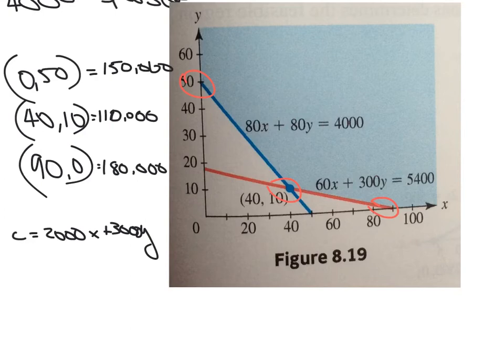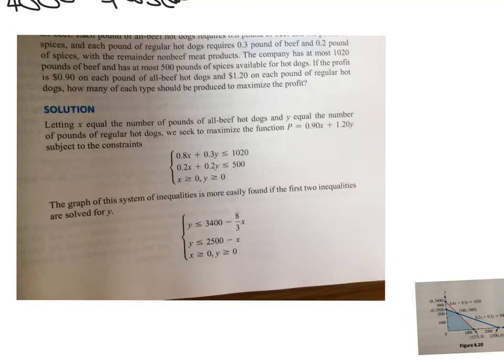Now, example 3 is showing you how to find the maximum amount of profit. So let's look at this one and find out, as far as hot dogs are concerned, about being able to make the maximum amount of profit. Okay, so this is example 3, and I'm going to push through this one a little bit quicker. We've got this meat packing company that makes 2 different types of hot dogs, regular and all beef.